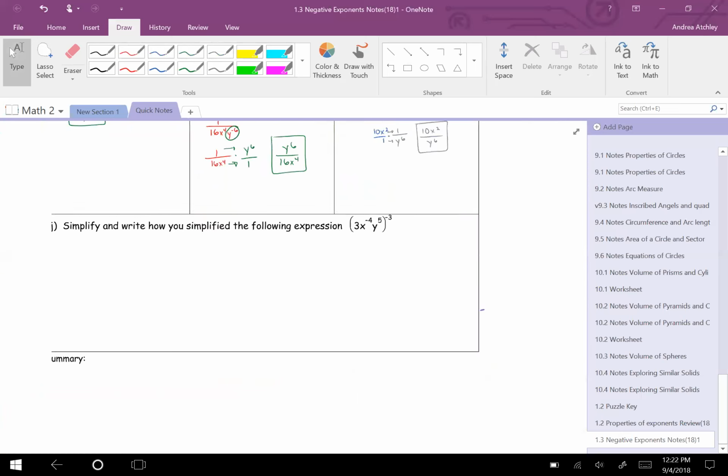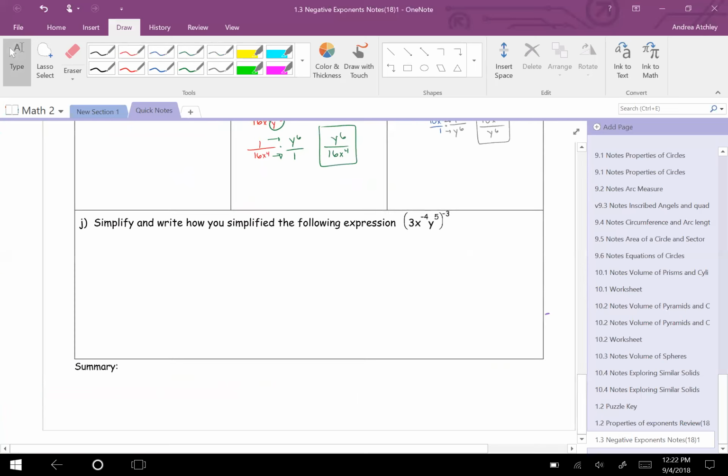Okay, so now I want you guys to simplify and write how you simplify the following expression. So now you're going to give me the steps just like I did. I modeled it in A and B. So you're going to write out the steps. What are you going to do first? Just like I did in example A and B. So look back at A and B to help you out.